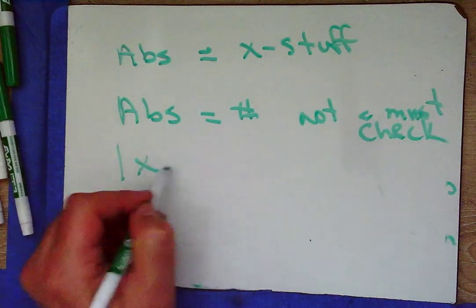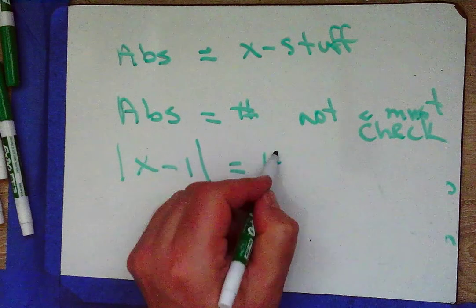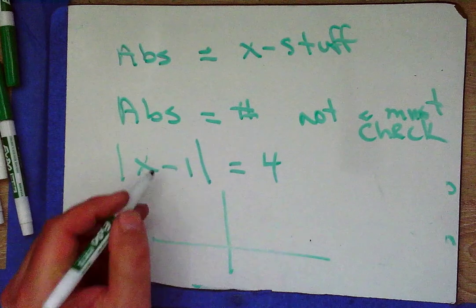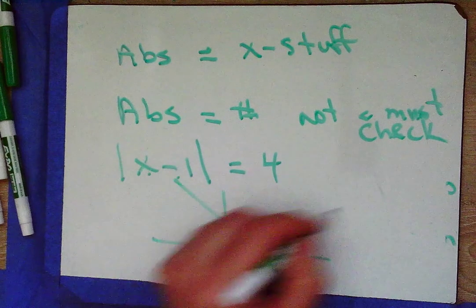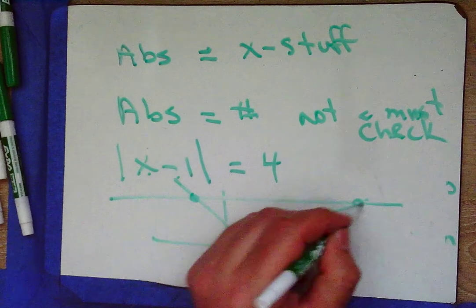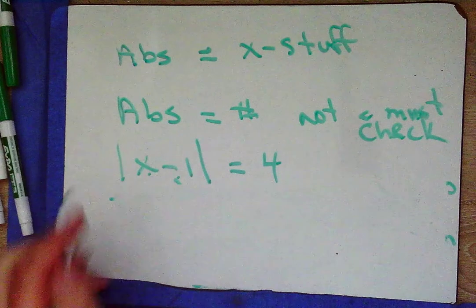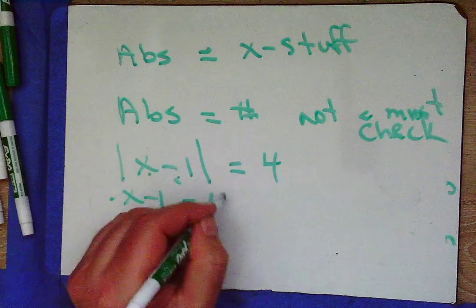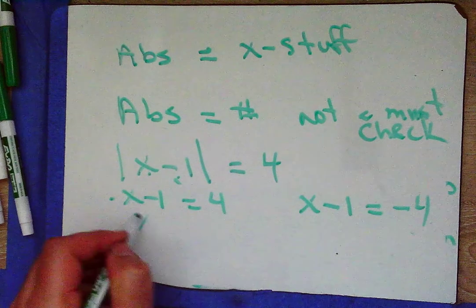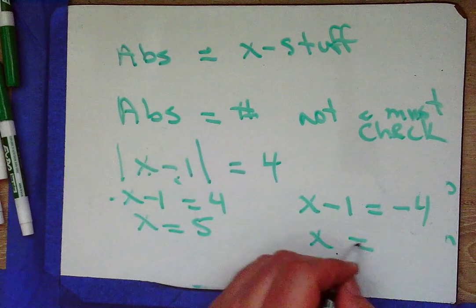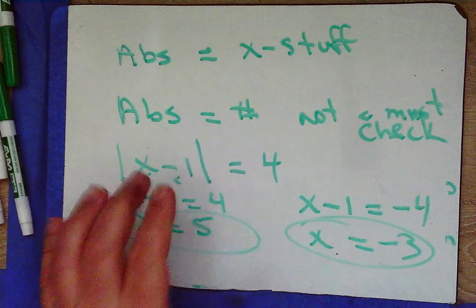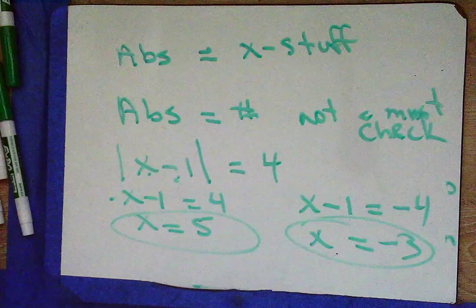If I have absolute value of x minus 1 equals 4, this is not a must check. Think about it. You've got this absolute value graph shifted over 1, and you've got this line y equals 4. There are going to be two solutions. Well, let's take a look. X minus 1 equals 4, the positive component. X minus 1 equals negative 4, the negative component. X equals 5, X equals negative 3. Two solutions, no problem. So when absolute value equals a number, that's not a must check.